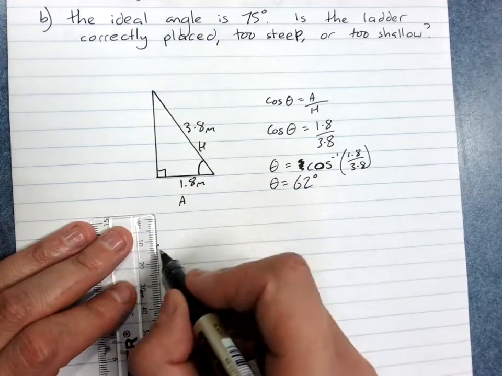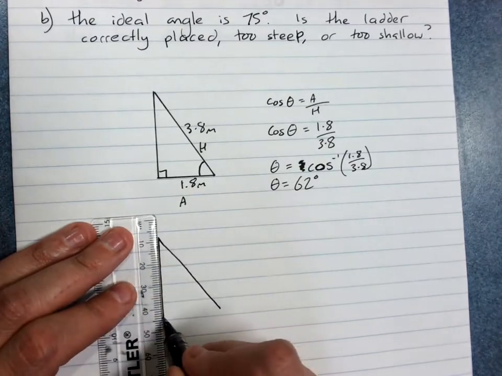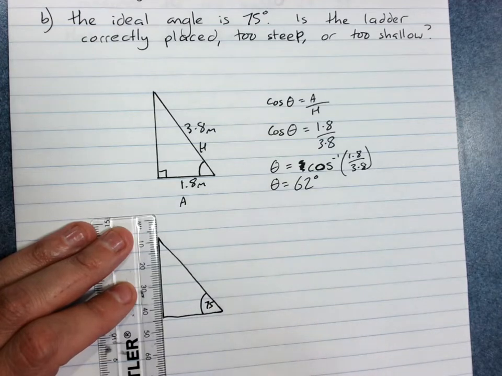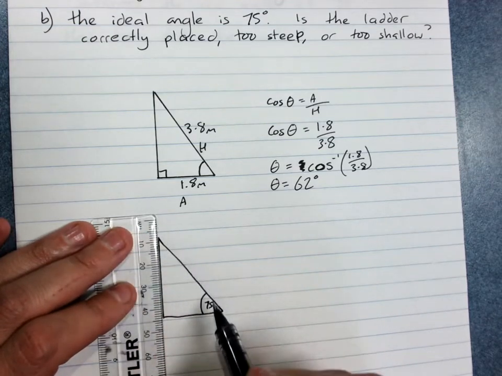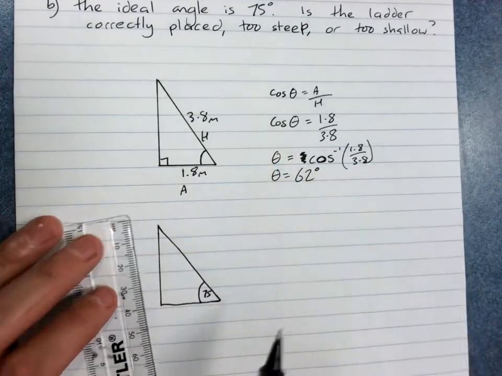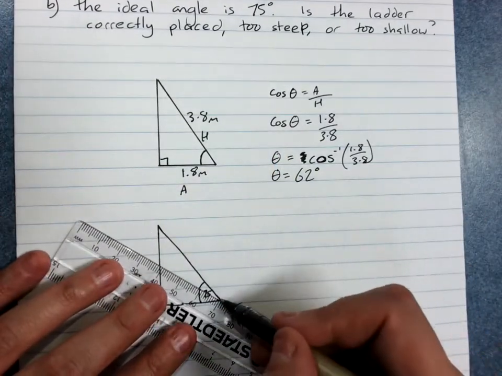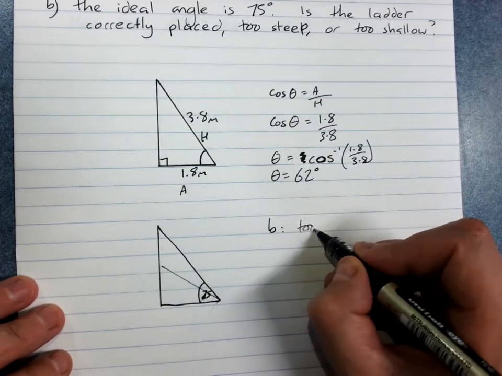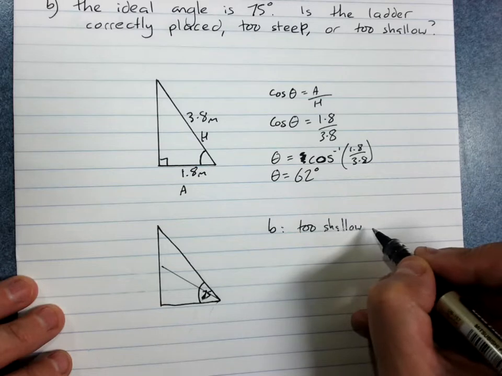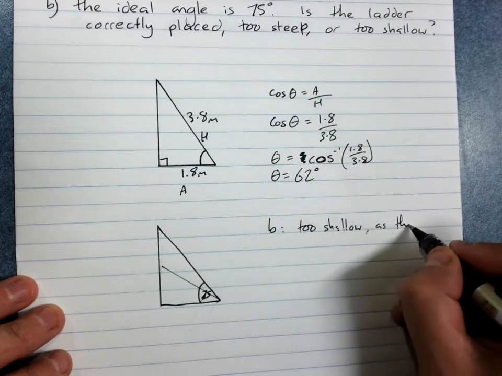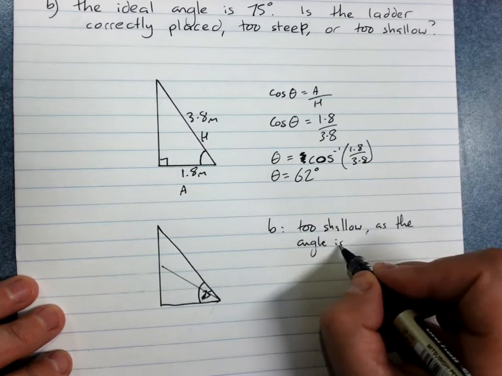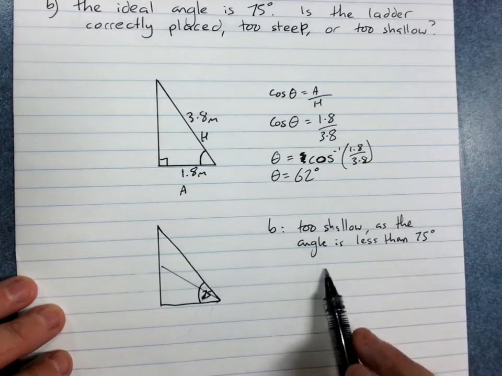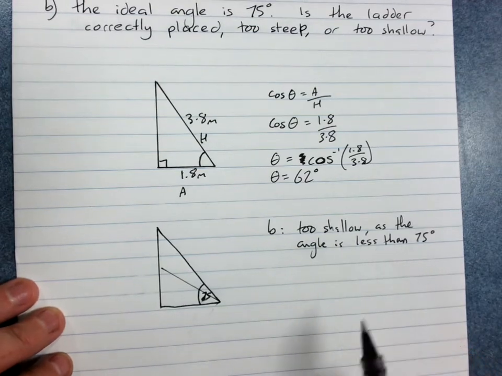If this should be 75, then a larger angle will be too steep, your ladder might tip over, and a smaller angle, which we've got here of 62, will be too shallow. And if you're giving an answer, justify it.